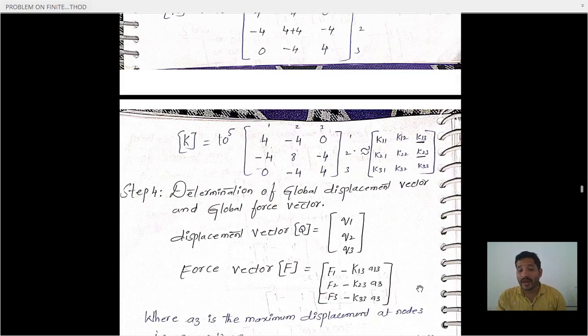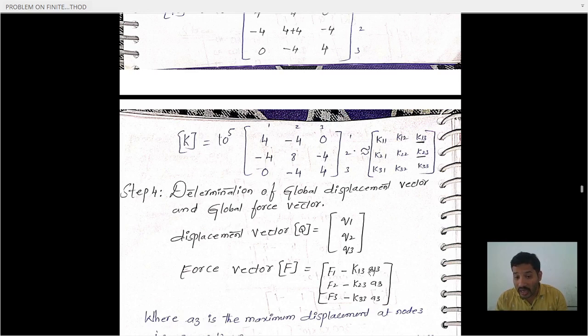After that, our main intention is to find the displacement vector Q1, Q2, Q3, as well as the nodal force vector. The displacement vector is represented here as Q1, Q2, Q3, and the nodal forces as F1, F2, F3. But always remember one thing, which one we have to consider: this is nodal force F1, minus, we have to take the values K13, K23, K33.